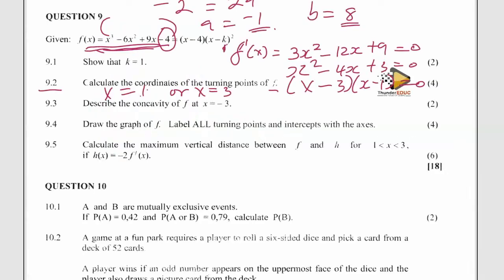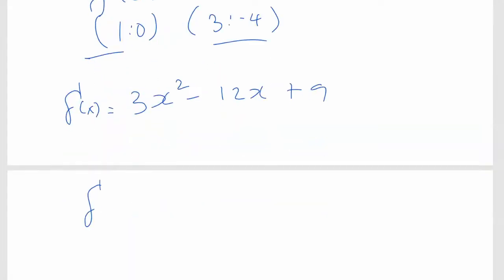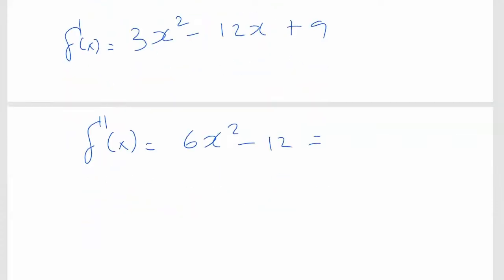All right, then describe the concavity at this point, x is 3. So we need to find the second derivative. 3x squared minus 12x plus 9, this was the first derivative. Let's get the second derivative, which is going to be 6x minus 12. If I equate this to 0, and then try to solve that.